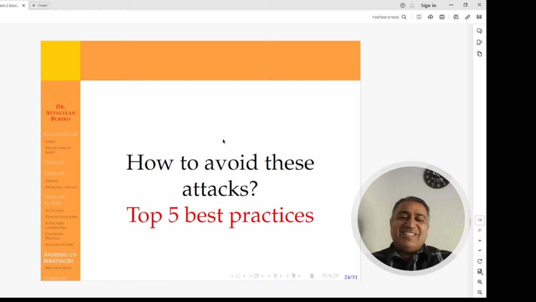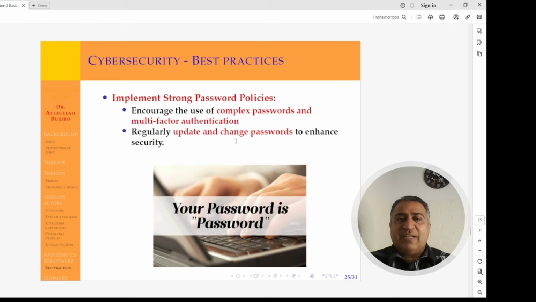Now, how to avoid these attacks? Mitigation is extremely important, but without going into detail, I would list the top 5 best practices you could follow to keep your network secured. First, implement strong password policies. Imagine, for example, your router or the modem connected to the internet service provider. Have you ever checked what the username or password on that modem is?